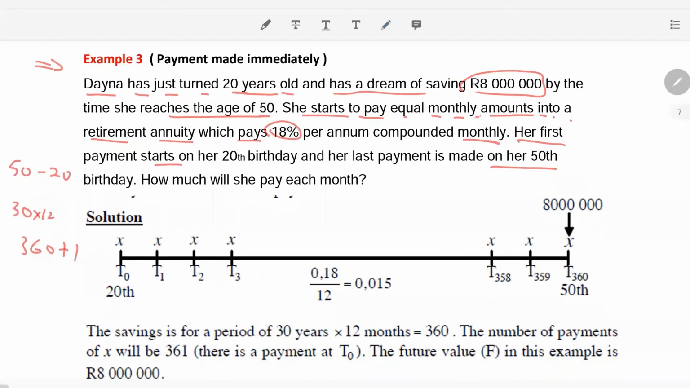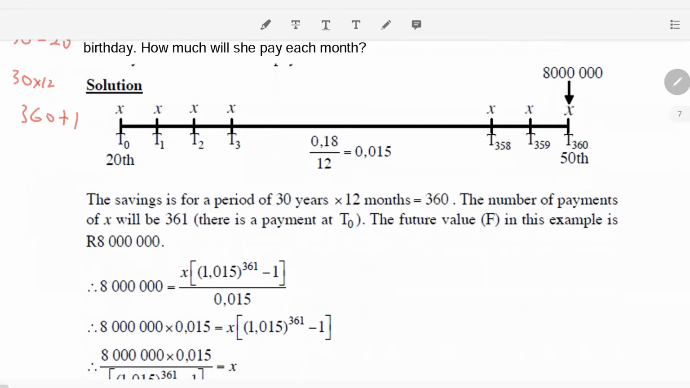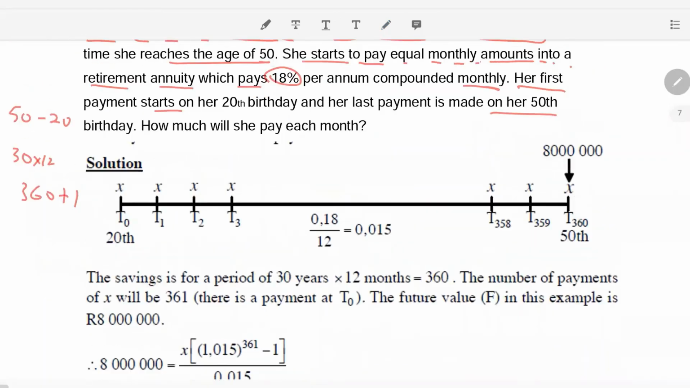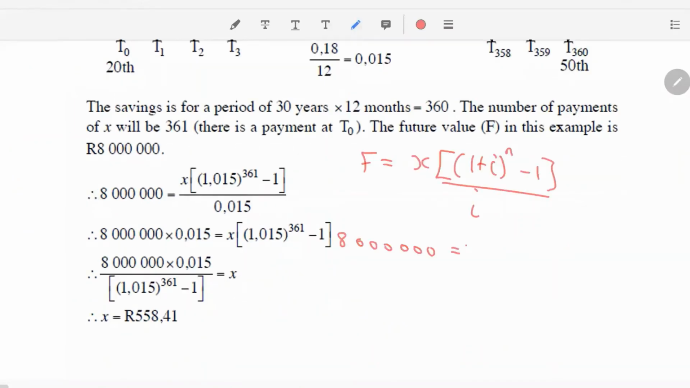And how much will she pay each month? Because her future value has to be 8 million. So of course, with our formula, the future value is 8 million.